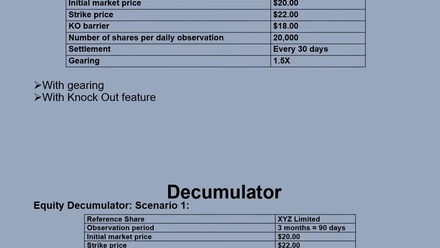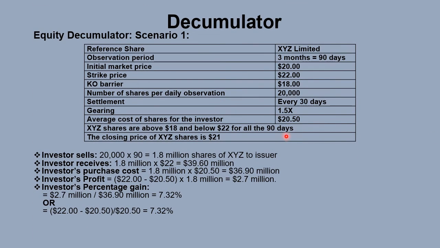Let's consider scenario 1, where the average cost of shares for the investor, the purchase cost, is $20.5. The XYZ shares are above $18 and below 22 for all the 90 days. The closing price of XYZ shares is $21. Note that the closing price of the share is irrelevant when we calculate the profit and loss. What matters is the average cost of shares purchased by the investor. And since XYZ shares are above $18 and below 22 for all the 90 days, this means that neither the gearing nor the KO barrier will come into play.